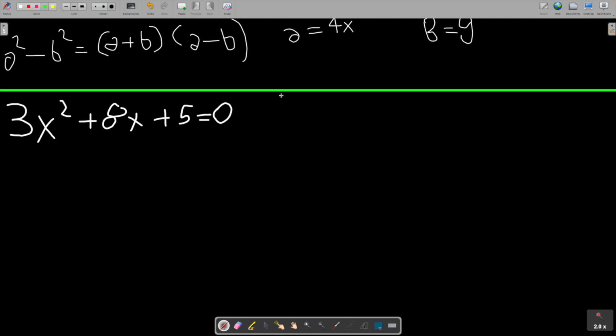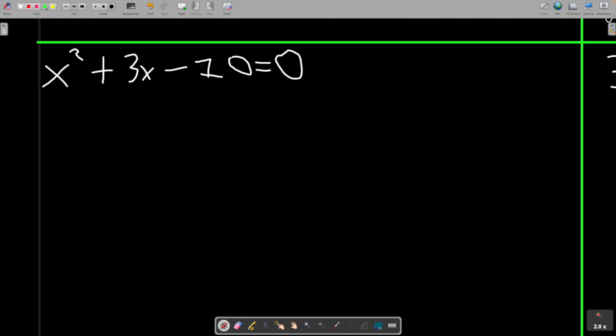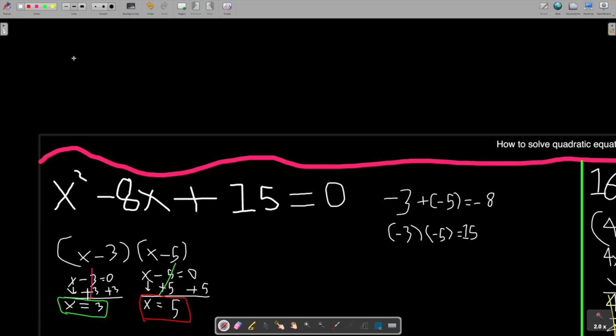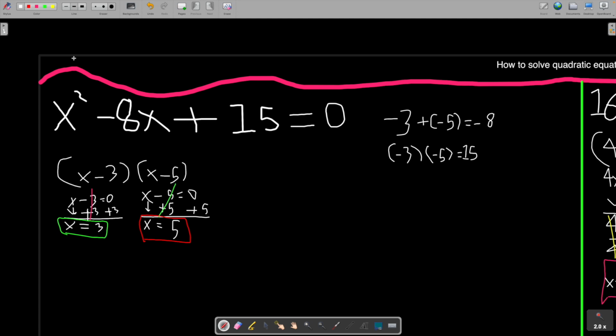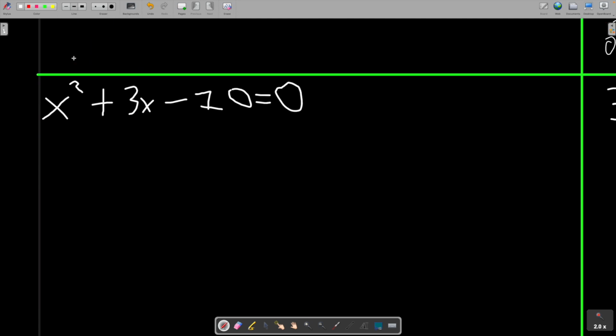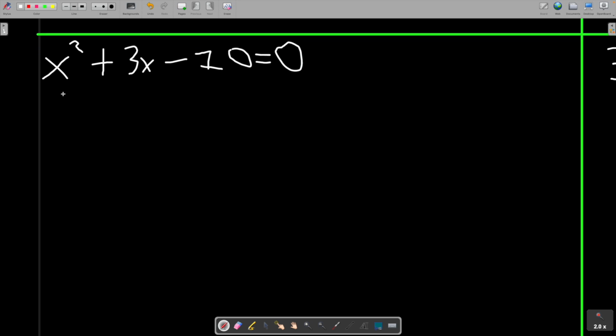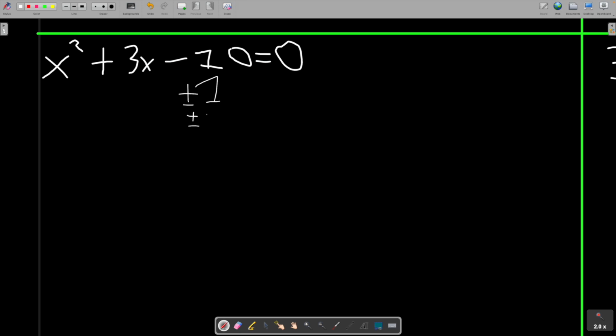Next, we have x squared plus 3x minus 10. So this one is like the first example, x squared minus 8x plus 15. We're going to solve it the exact same way. So let's do that. We're going to have two numbers that multiply to negative 10 and add to 3. So let's see what the factors of negative 10 are. We have plus or minus 1, plus or minus 2, plus or minus 5, and plus or minus 10.